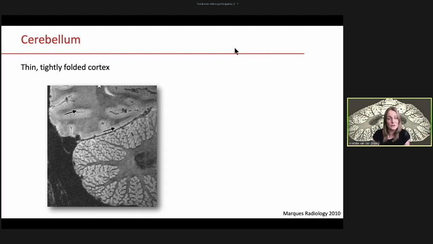So you can imagine that you need a very high spatial resolution to properly see that, and most of our standard methods are not really up to this. So we need to focus to actually bring that resolution, to bring that cortex sharp into view.